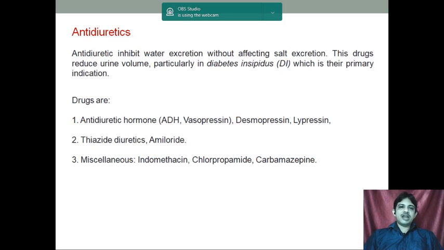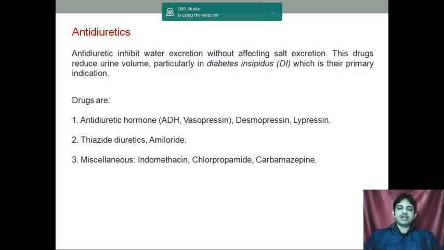Antidiuretics inhibit the water excretion without affecting the salt excretion. This drug reduces the urine volume, particularly in diabetes insipidus, which is the primary indication. Whenever we are talking about diabetes, don't confuse diabetes mellitus with diabetes insipidus.